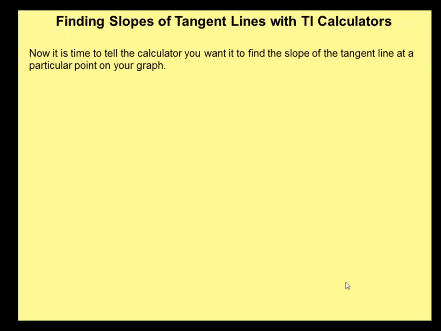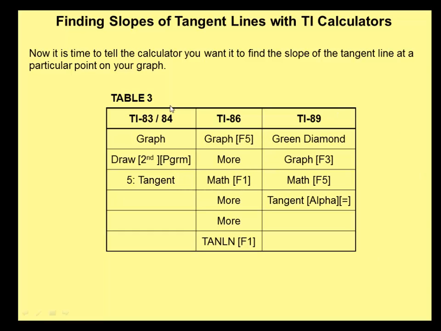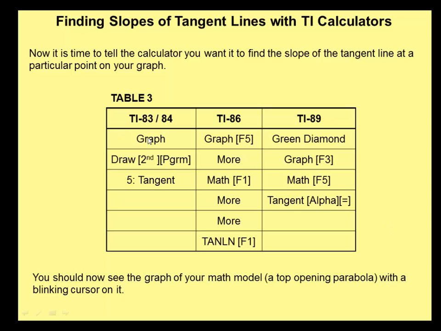Next, we're going to tell the calculator what we want it to do. It now knows our function. We want to tell it to find the slope of the tangent line at particular times on your graph. So find your calculator, and it's anywhere from 3 to 6 buttons depending on your calculator. After you hit these 3 buttons, say if you're on a TI 83 or 84, you should see a graph of your math model, a nice top opening parabola with a blinking cursor in the middle of it. If that doesn't show up, you did something wrong in the previous parts and you might want to rewind and try again.